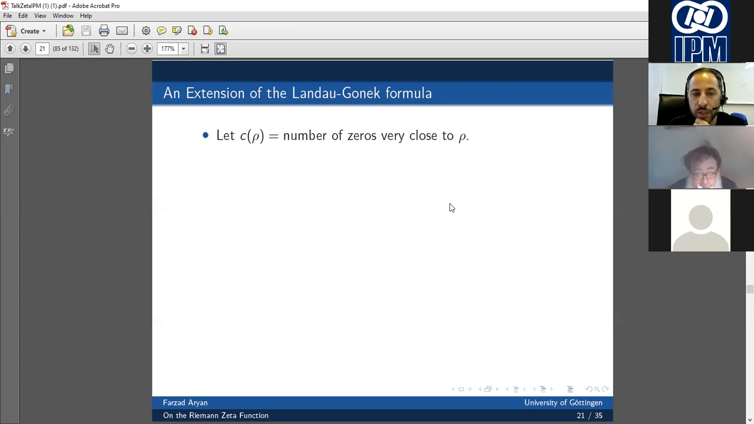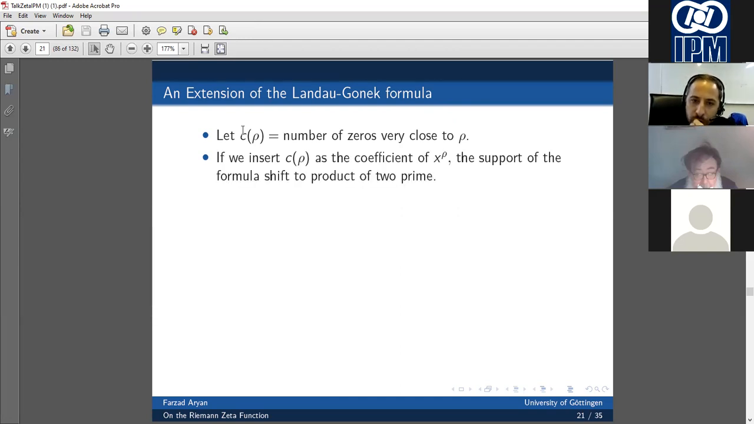When I was working on this, I realized that if you take a coefficient C of rho, and define C of rho to be the number of zeros that fall close to rho, and assume the Riemann hypothesis, that all of them are on the half line, then C of rho looks very nice. It would be the number of zeros very close to rho.